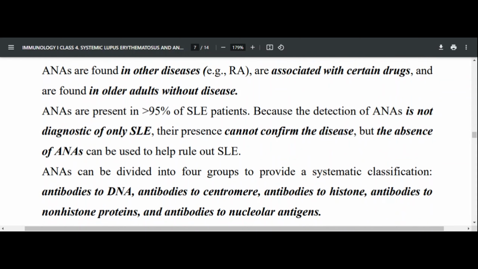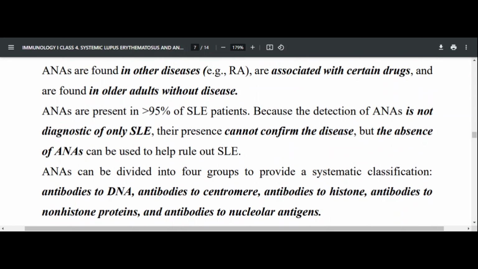Because detection of anti-nuclear antibodies is not diagnostic for only systemic lupus, their presence cannot confirm the disease, but the absence can rule it out, right? Absence of anti-nuclear antibodies can rule out systemic lupus, but even their presence does not really confirm this condition, because we have seen many other autoimmune diseases in which we also find these anti-nuclear antibodies.